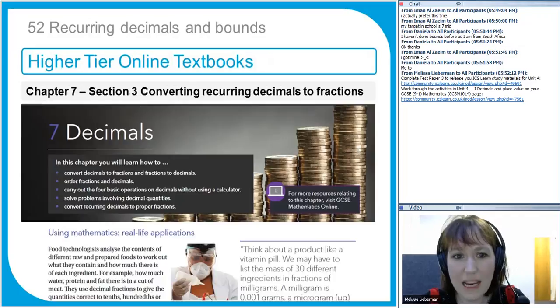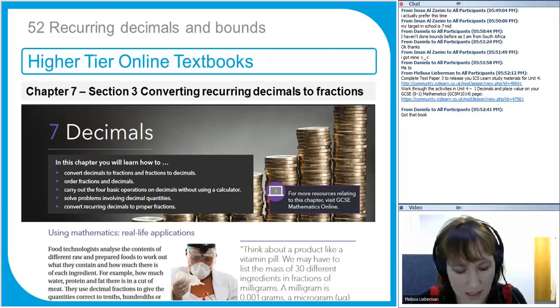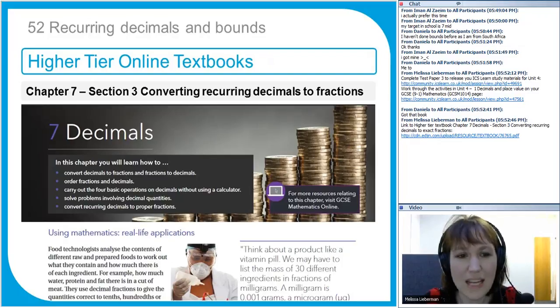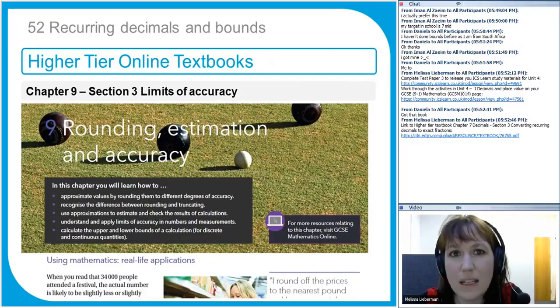You also have the textbooks, and from now on in these Unit 4 lessons, I'll only be referring to the higher tier textbook. So for recurring decimals, you will want to go back to Chapter 7. You've probably already done some work on Chapter 7 before, but if you go to the very end of Chapter 7, there's a section in there, Section 3, which isn't in the foundation tier book, converting recurring decimals to exact fractions is called. I left out the word exact because I couldn't fit it in. If you've got the book, fantastic. So it's the end of Chapter 7, and then for our limits of accuracy, it's Section 3 in Chapter 9.